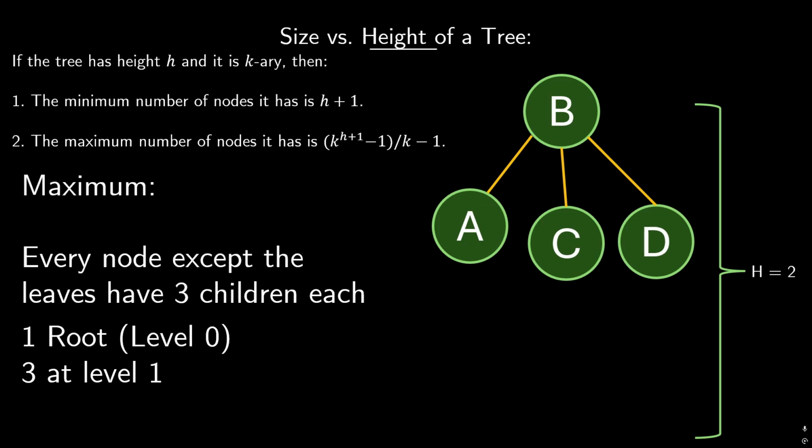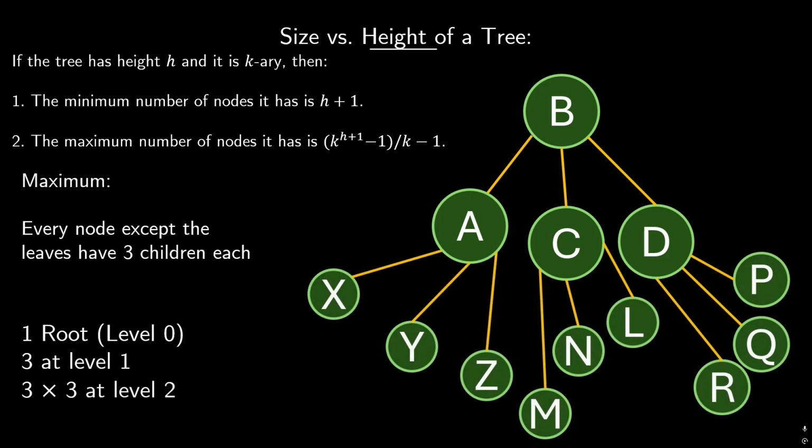So you can imagine how at level 2, the number of nodes that we're going to have is going to be 3 times the previous level, which happens to be 3, right? Because every node at level 1 now has 3 children. So you have 3 times 3 nodes at level 2.